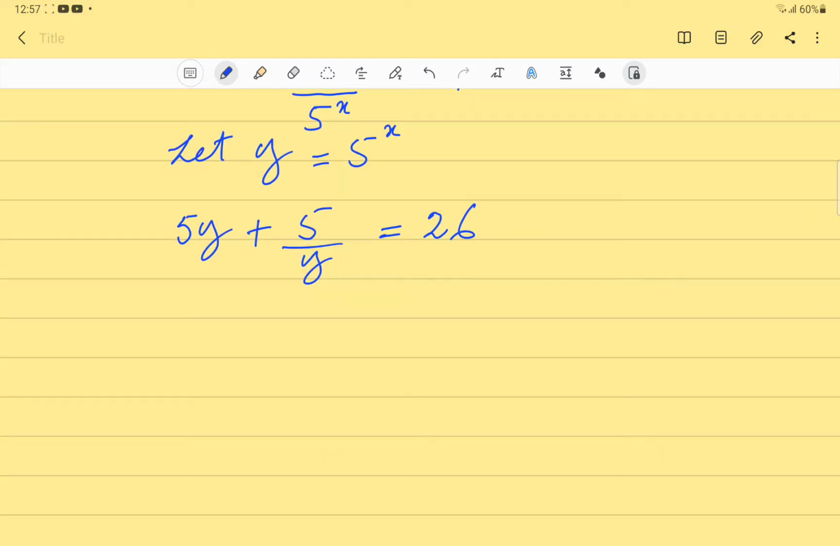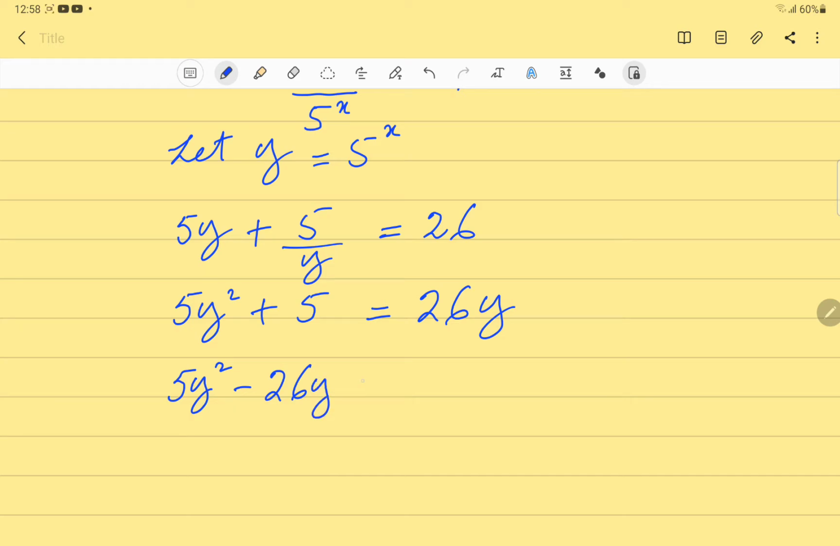Now we will multiply both sides of the equation with y in order to get rid of the y in the denominator of the second term. So 5y into y is 5y square, then plus 5 is equal to 26y. We will shift all the terms of the equation to one side, so it will look like 5y square minus 26y plus 5 is equal to 0.